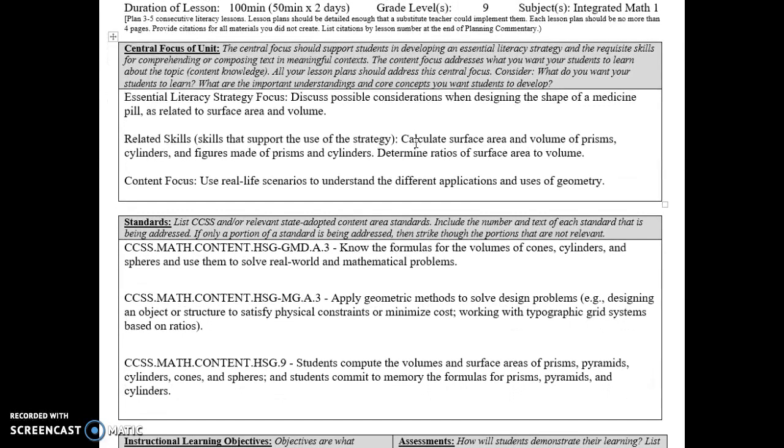The essential literacy strategy focus was to discuss possible considerations when designing the shape of a medicine pill as related to surface area and volume. The related skills that go along with that is the student's ability to calculate surface area and volume of prisms, cylinders, etc., different three-dimensional shapes, and then determine the ratio of surface area to volume. The content focus is we're using real-life scenarios to understand the different applications and uses of geometry.